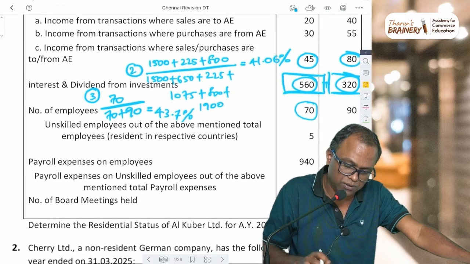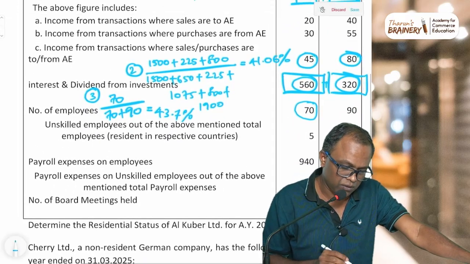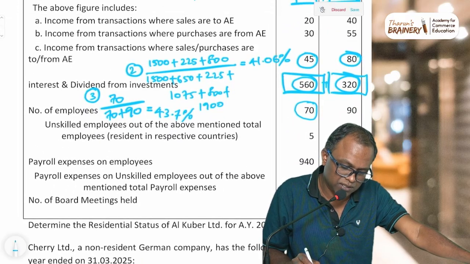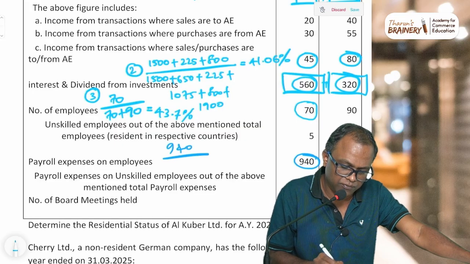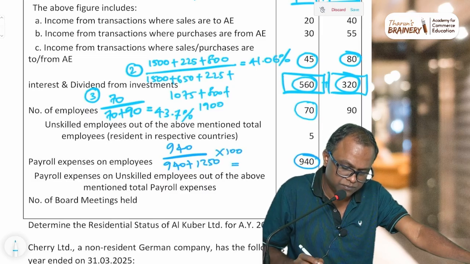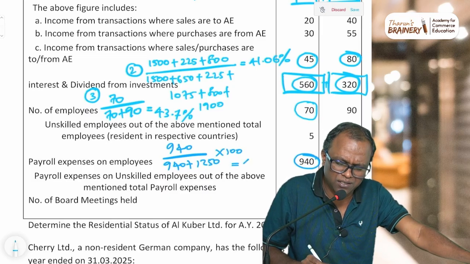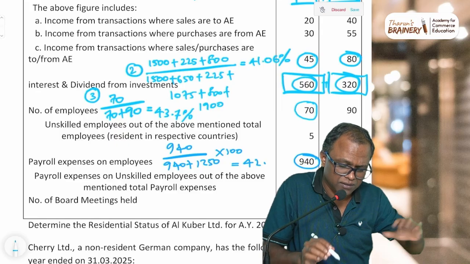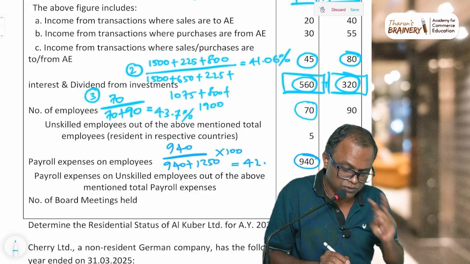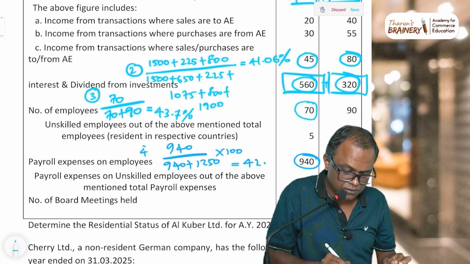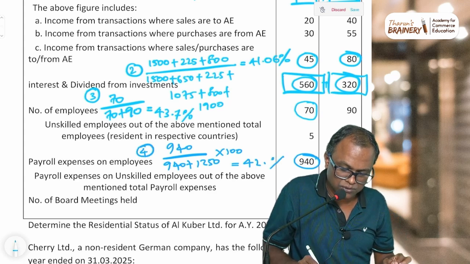So here the payroll test, that is payroll expense on employees. We should take only the first figure, that is 940. So 940 divided by 940 plus 1250, into 100. What is the percentage? That is also 40.2 something. For exam purposes, you should write the exact percentage, with 2 decimals. Yes, that condition is also satisfied.